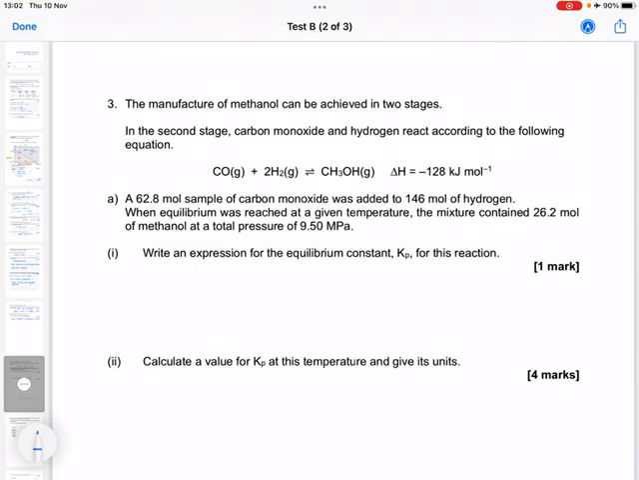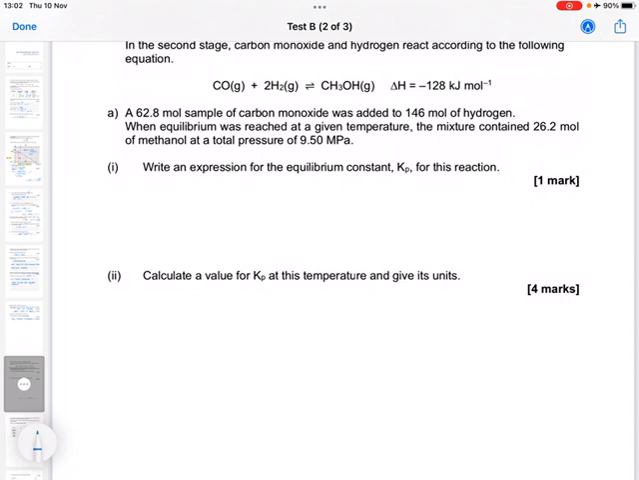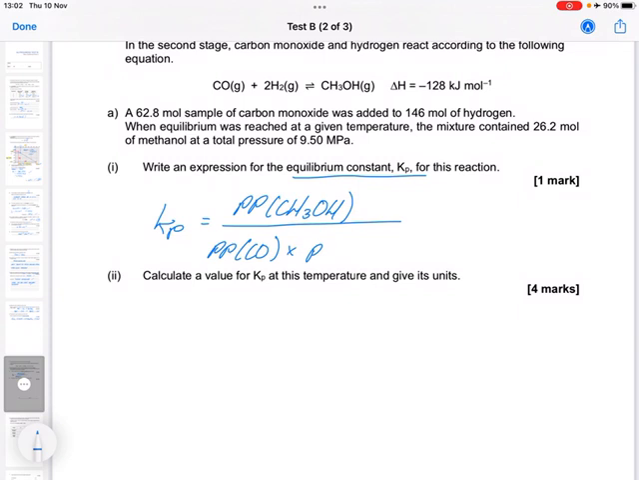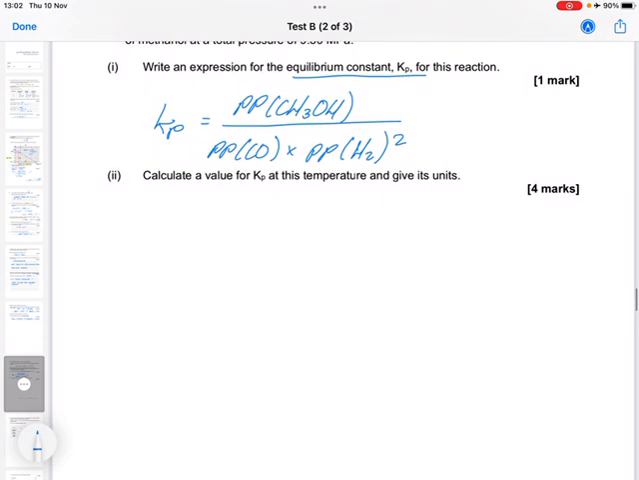The manufacture of methanol can be achieved in 2 stages. In the second stage, carbon monoxide and hydrogen react according to the following equation. 62.8 moles of... I'll go through that bit in a minute. Let's start with the expression that I can see here for Kp. So Kp is equal to partial pressure of CH3OH, that's the products, divided by partial pressure of CO times partial pressure of hydrogen squared. Okay, calculate a value for Kp.